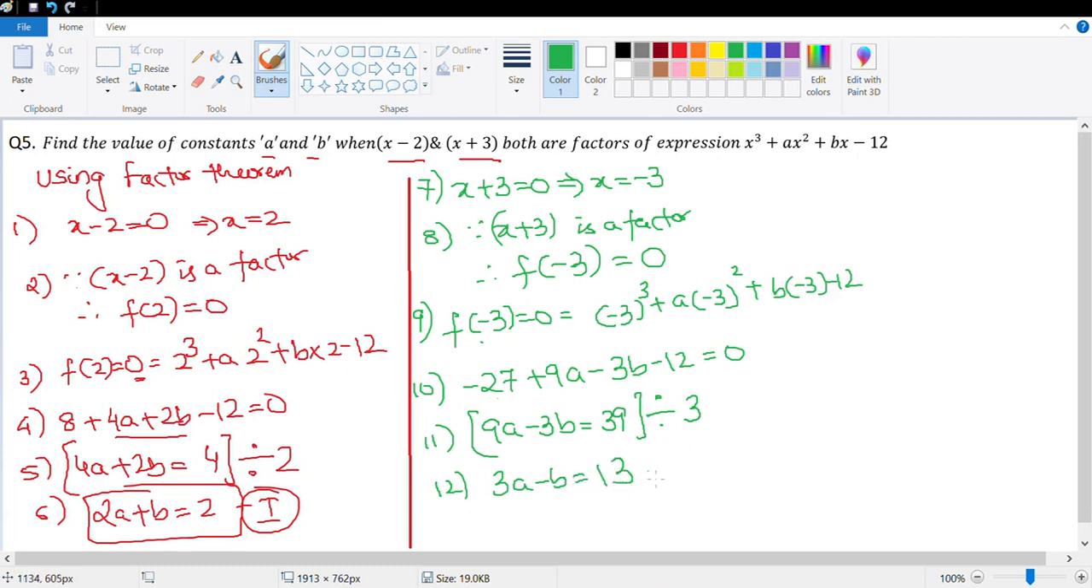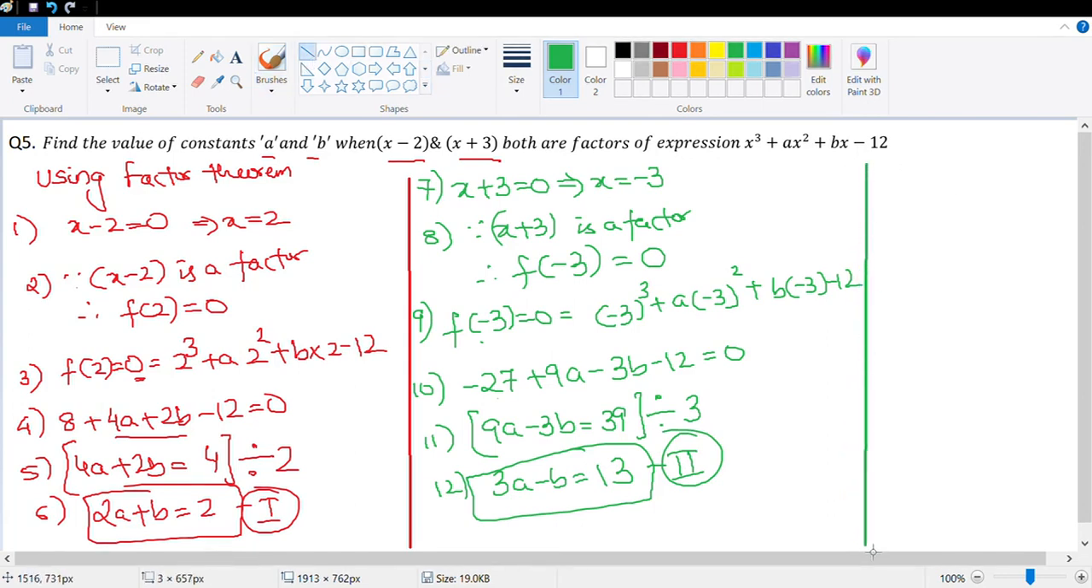That's my second equation. So now I have two equations, two simple equations. Let's go ahead and solve them simultaneously. So that's point number 13. We have 2a plus b is equal to 2. 3a minus b is equal to 13. b and b get cancelled. So we have 5a is equal to 15. Therefore, a is equal to 3.